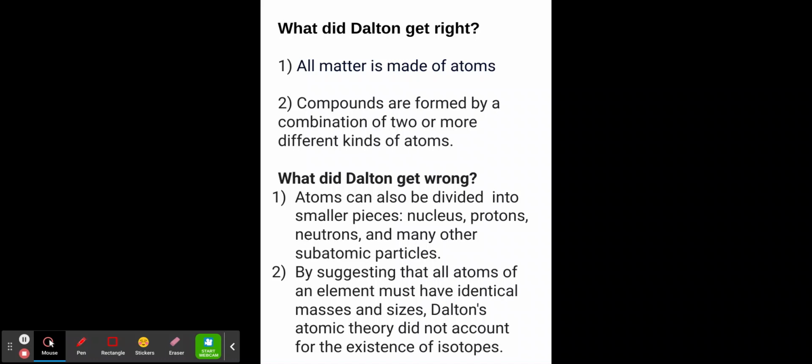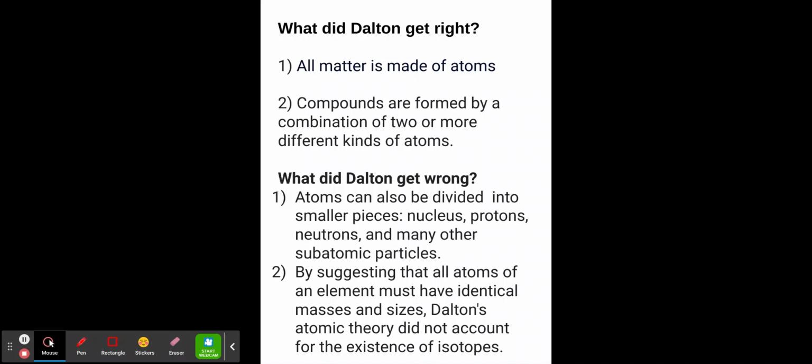The problem is he got a lot wrong as well. So what did he get wrong? First of all, he did not have the right equipment to understand that atoms can also be divided into smaller pieces. He wasn't able to see that there's also a nucleus, protons, neutrons, and we're not really going to get into it, but there's other subatomic particles that atoms are made of. Basically, subatomic literally means smaller than the whole atom. And we do know at this point that atoms do have smaller pieces.